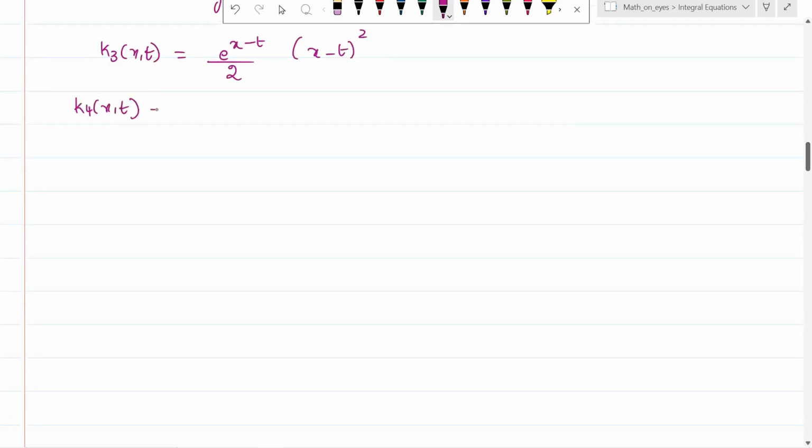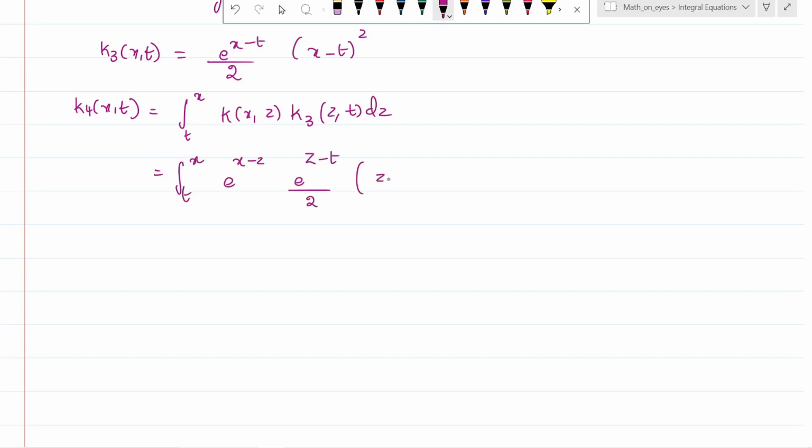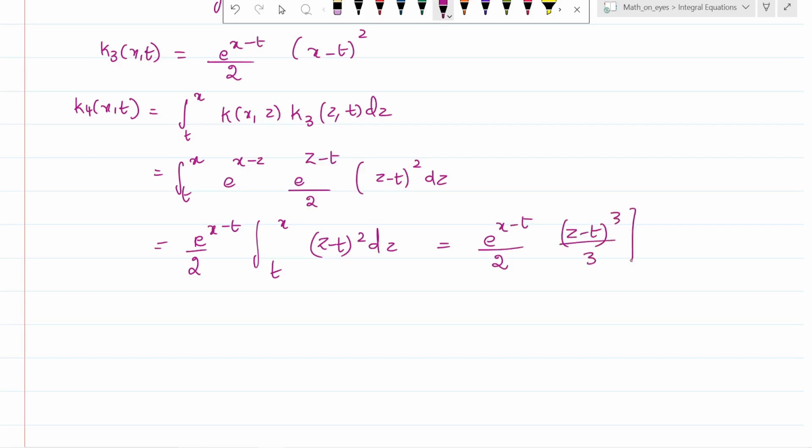k4 of x comma t is equal to the integral from t to x of k of x comma z into k3 of z comma t into dz, where k of x comma z will be e to the power x minus z, and k3 of z comma t will be e to the power z minus t divided by 2 into (z minus t) the whole square. Taking out the constants, 1 by 2 and e to the power x minus t, what is left is the integral from t to x of (z minus t) the whole square into dz, which is equal to e to the power x minus t divided by 2 into (z minus t) the whole cube divided by 3, and then the lower limit and the upper limit.